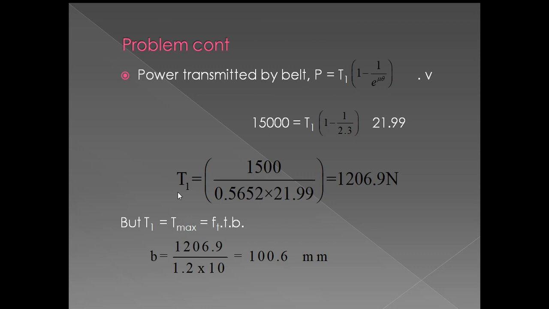So here we know the T1 value, that is 1206.9, divided by design stress, which is given as 1.2 Newton per mm square, into thickness of the belt, which is 10. So from that we got the width of the belt equal to 100.6 mm.